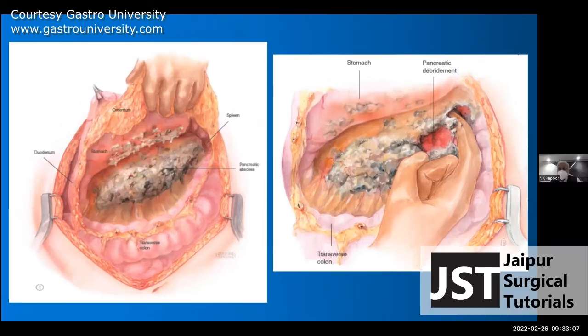Also say what precautions you will take, what things you will look for. So, for example, when you are approaching the lesser sac, either through the gastrocolic omentum or through the transverse mesocolon, this is not like opening the lesser sac in a pancreaticoduodenectomy or in chronic pancreatitis. Exactly. This is all inflamed, thickened, everything is adherent to each other.